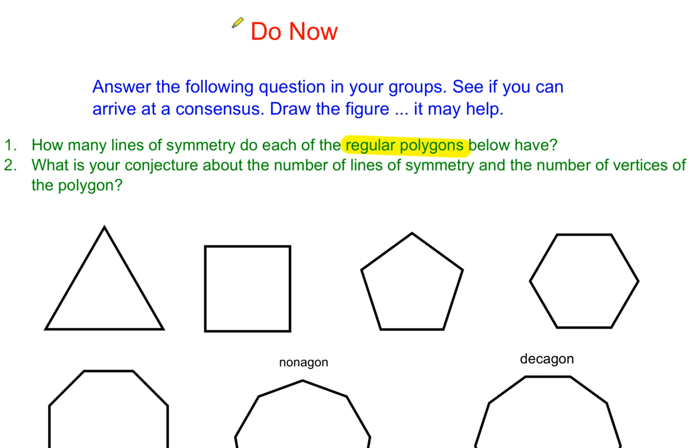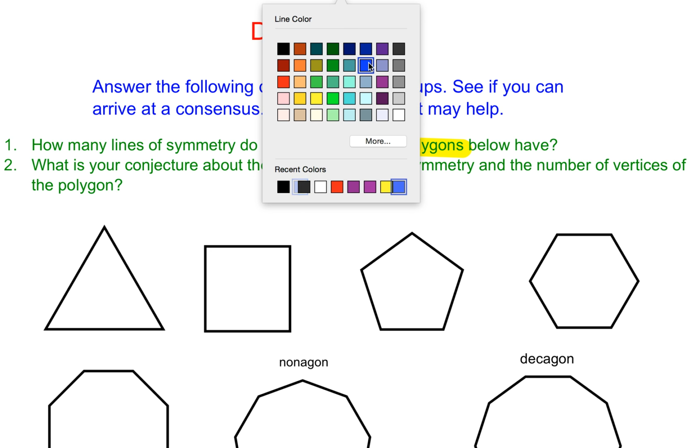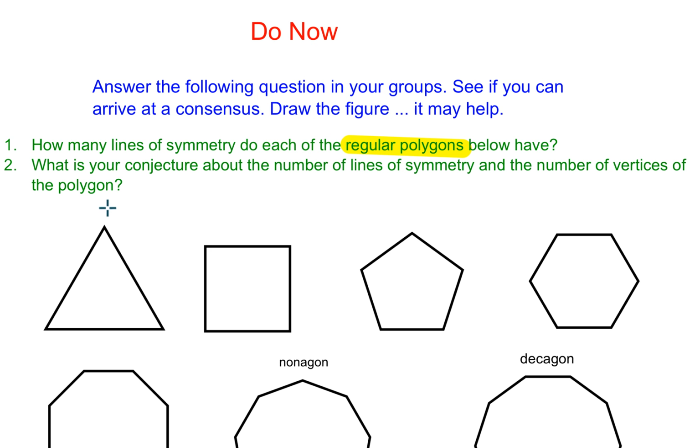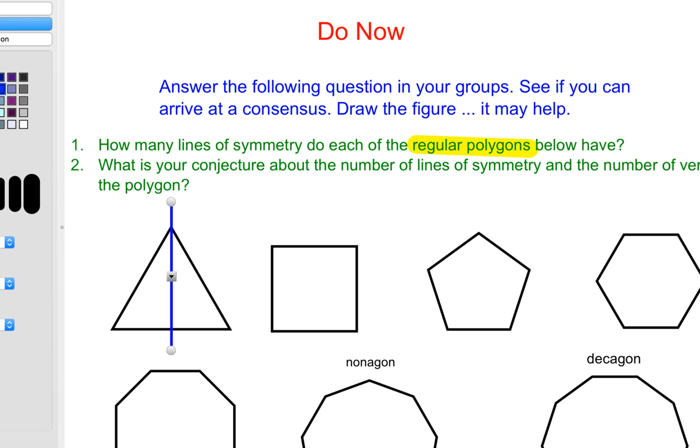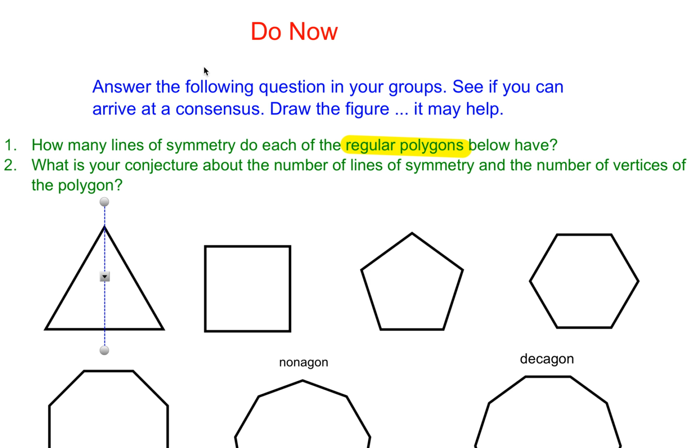Well, let's see. Let's make a dashed line, and let's do it in blue. Okay, so I've got, well, that doesn't look like a dashed line at all, does it? Let's try this again. And let's make it thin. There we go. Okay, so there's one line of symmetry.